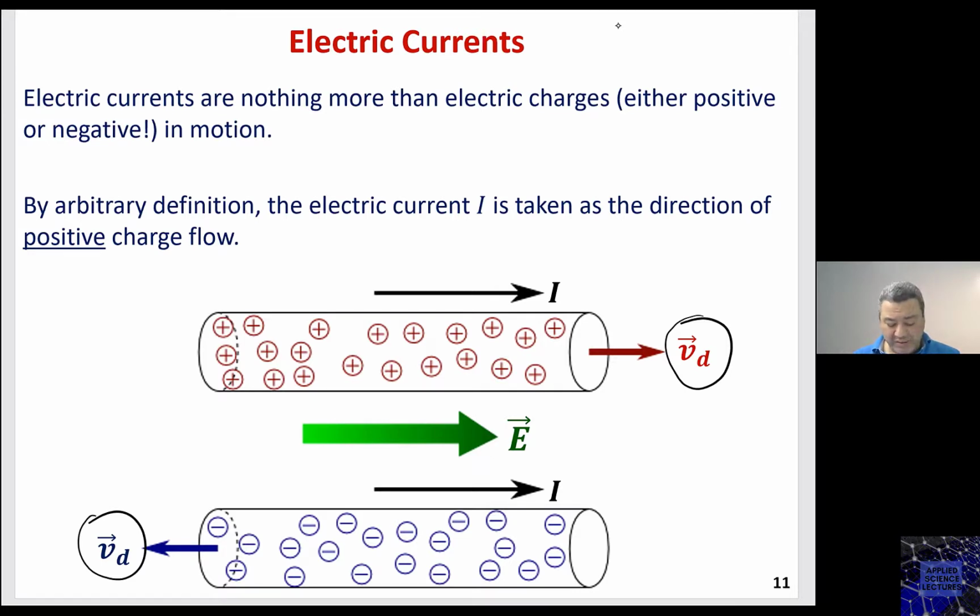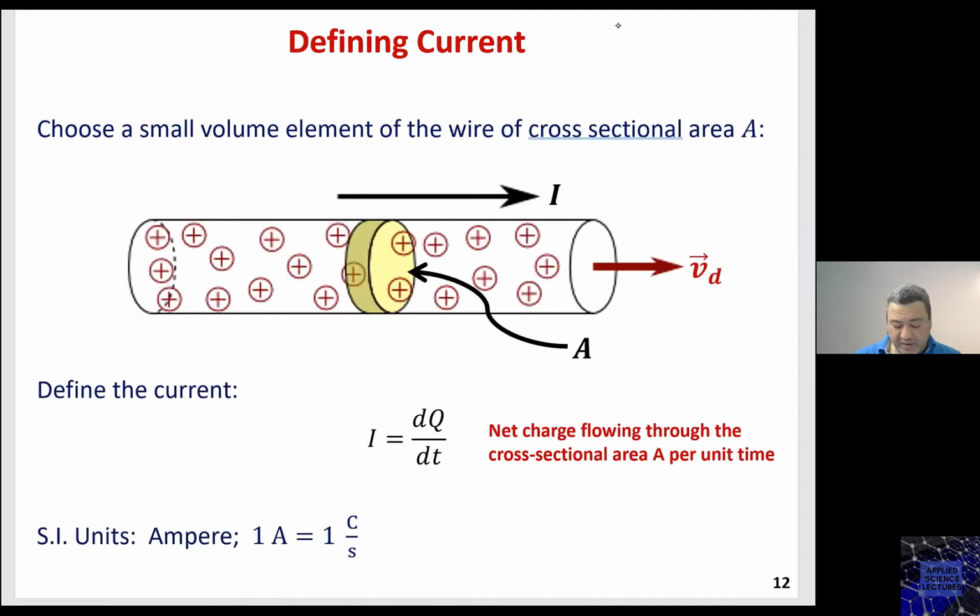In both cases, charges are in motion, either positive or negative. So it depends on how you look at it. If you look at it as positive, you take it as the positive. If you look at it as negative, it is the opposite direction. However, the positive direction for the current is taken as the positive direction of the charges. The instantaneous current is given as dq over dt, as we have said earlier. The unit for the current is the ampere, which is 1 coulomb per second.